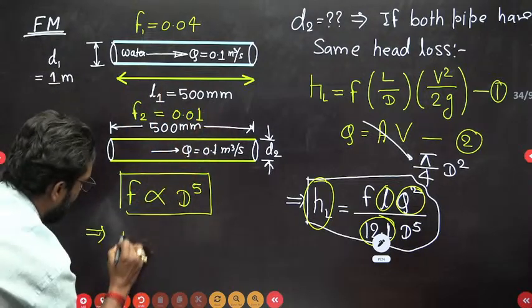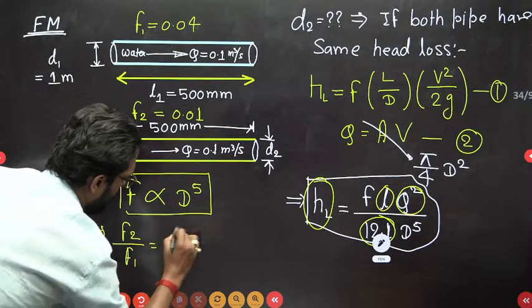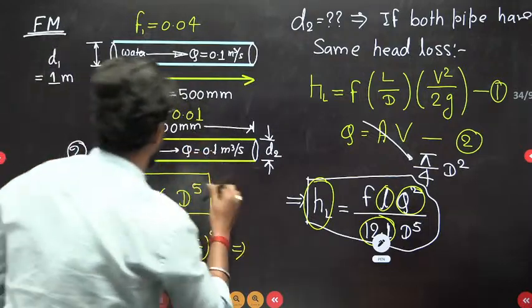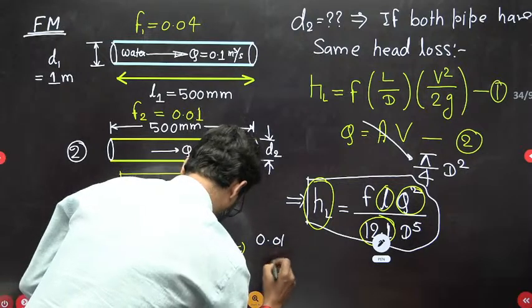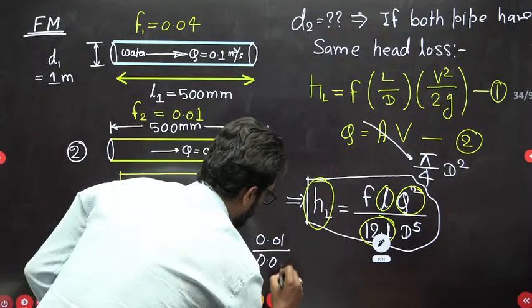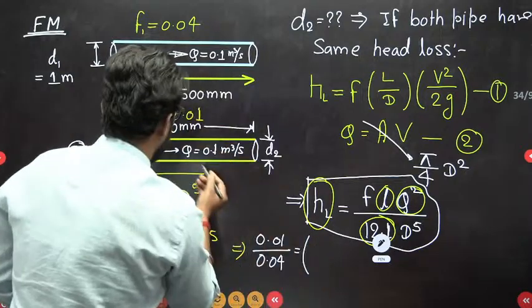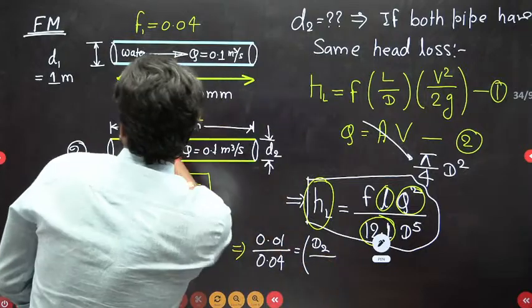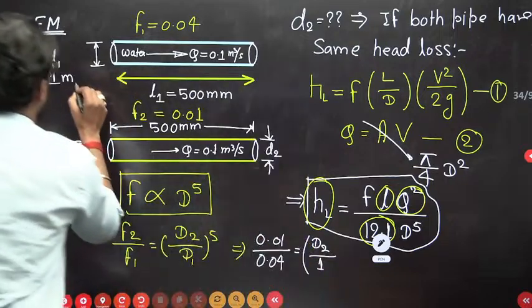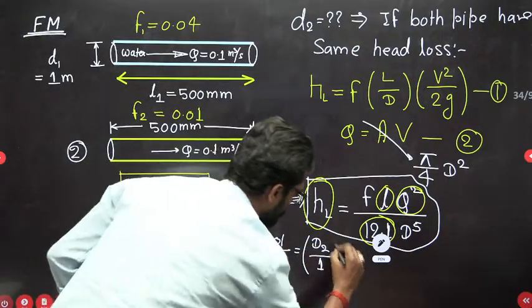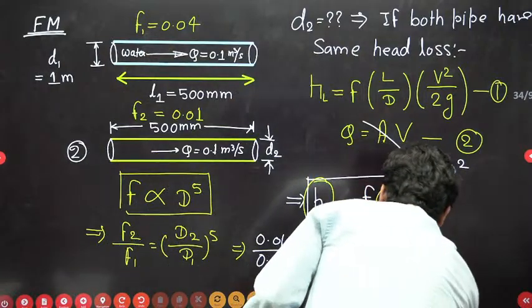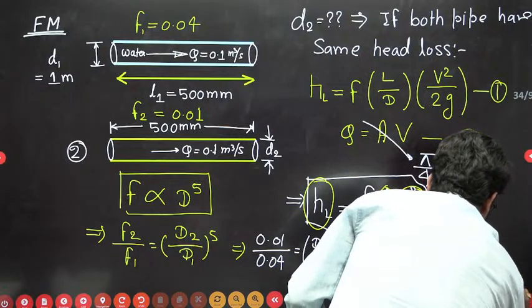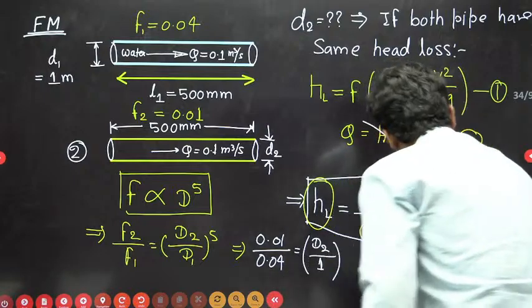for the second pipe, F2 divided by F1 is equal to D2 divided by D1 to the power 5. Put in all these values. F2 is 0.01, F1 is 0.04, and D2 you have to find. D1 is given as 1, in mm I think, but no problem, these are the same unit. So if you solve, D2 is, in meters, 0.7578 meter. That's it. So please remember this relation.